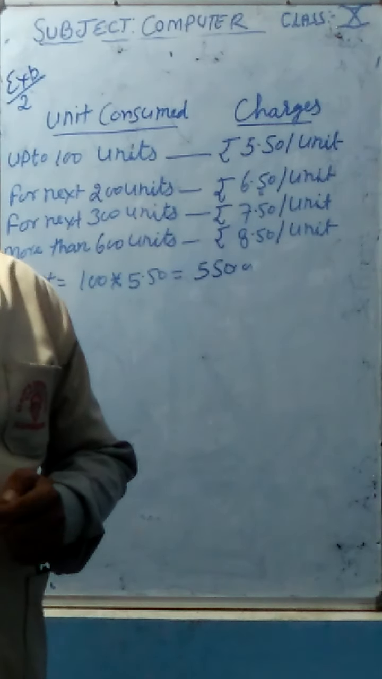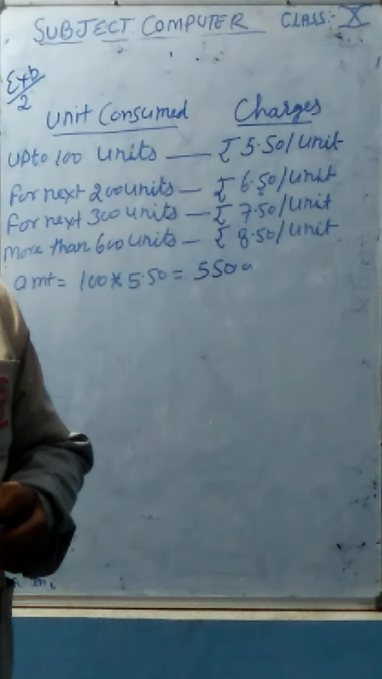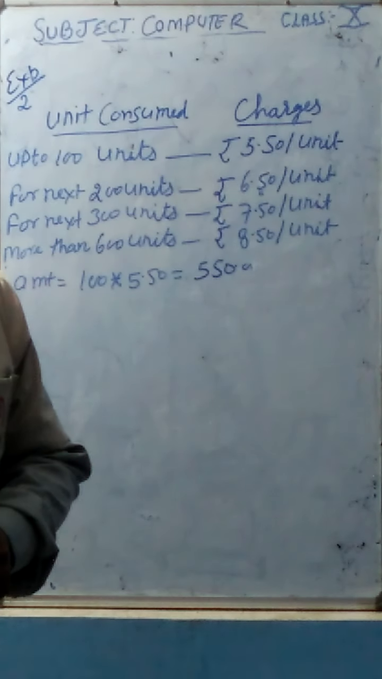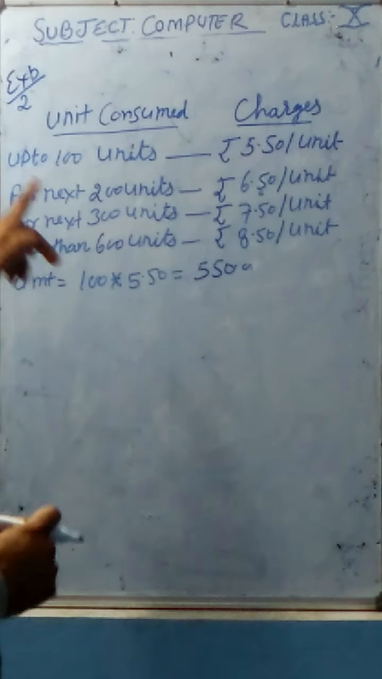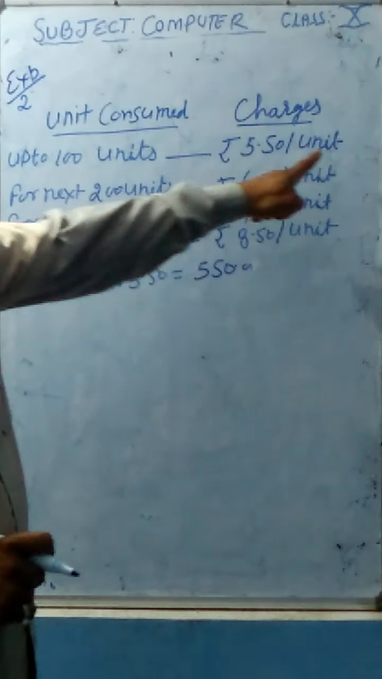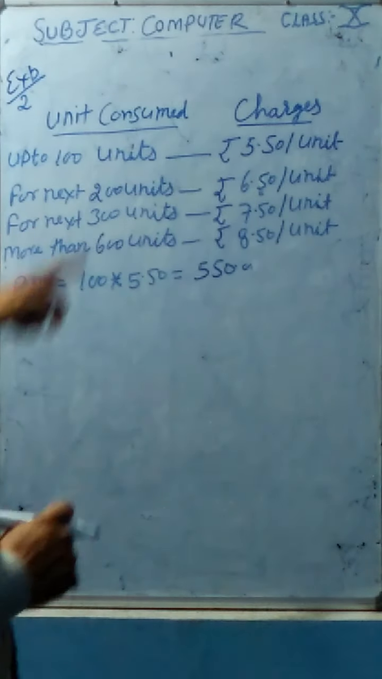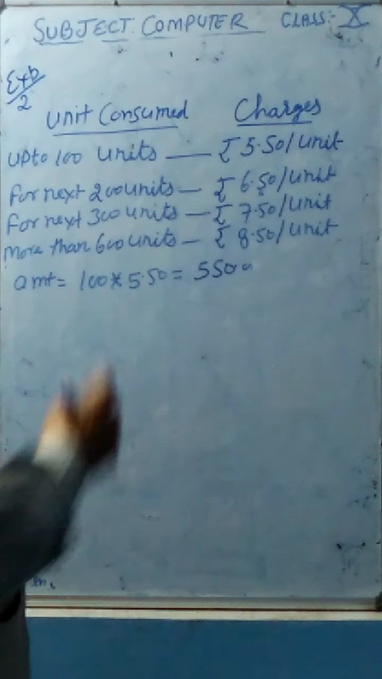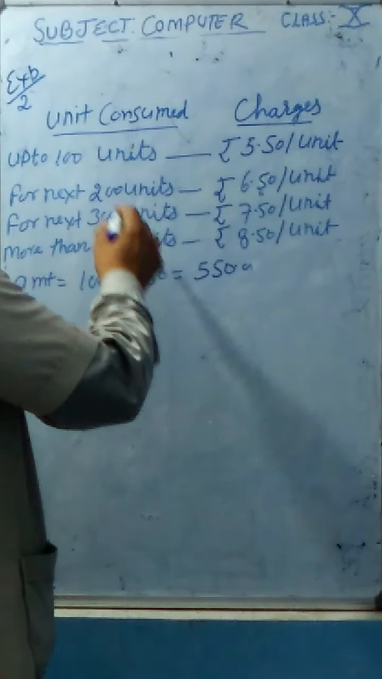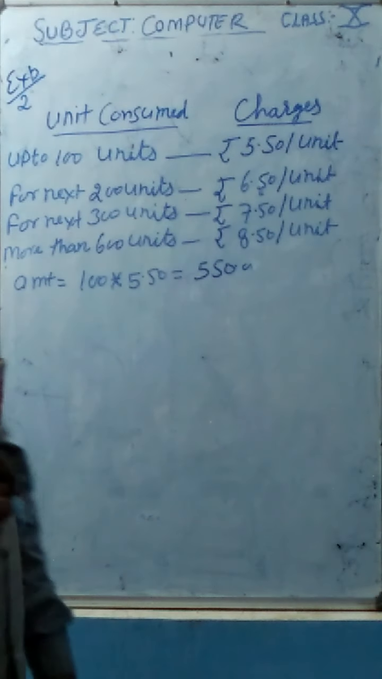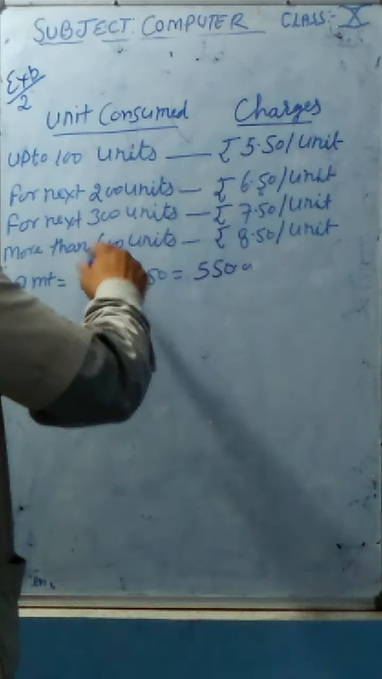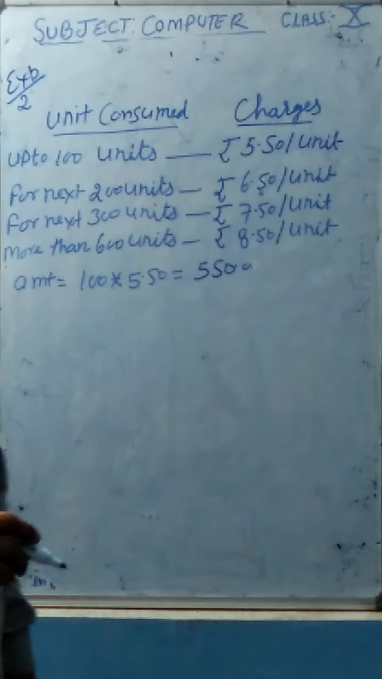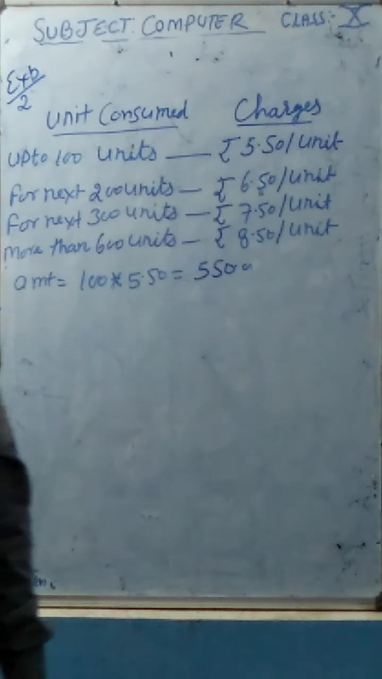In the question it is given, if we have to generate the electricity bill, if the consumer is getting the 100 units, then the charge is this one, and then suppose the consumer uses 200 units, then 6.5 rupees per unit is charged, and if the consumer consumes 300 units, then 7 rupees 50 paise per unit is charged, and for more than 600 units, the charge will be 8 rupees 50 paise.